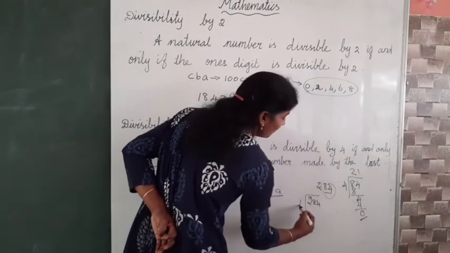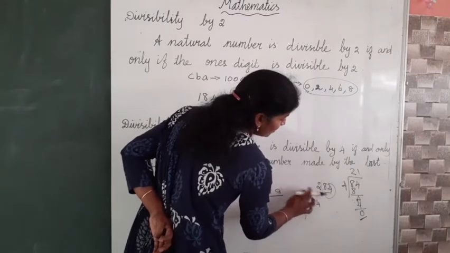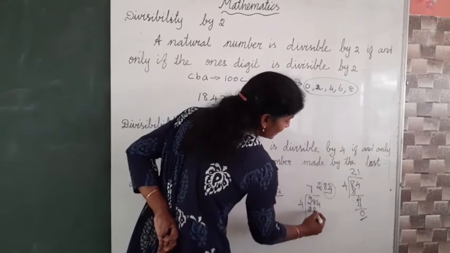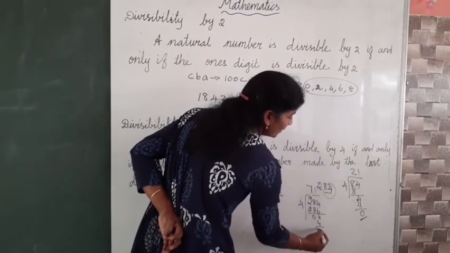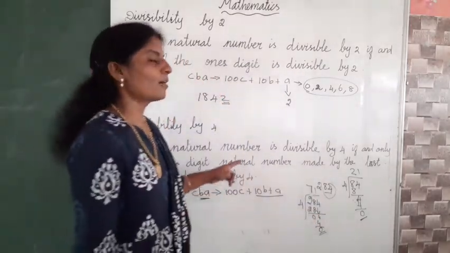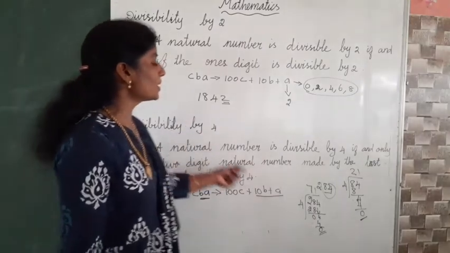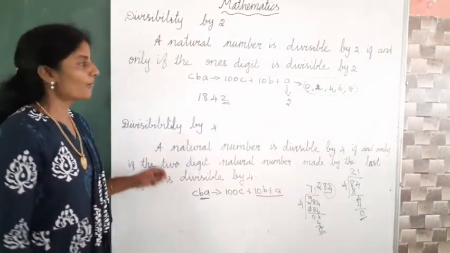284 divided by 4: 7 4s are 28, isn't it? Now here 0, then 4, 1 4 is 4. Did you get remainder 0? So 284 is also divisible by 4. So if the last 2 digits are divisible by 4, that number is divisible by 4.